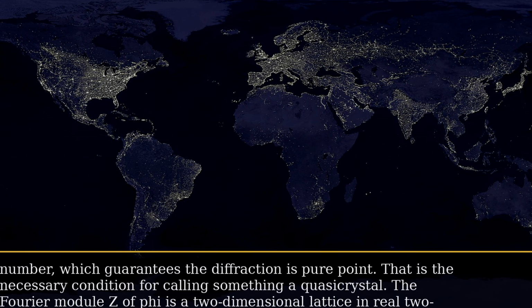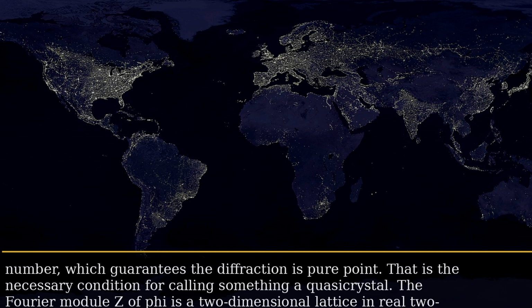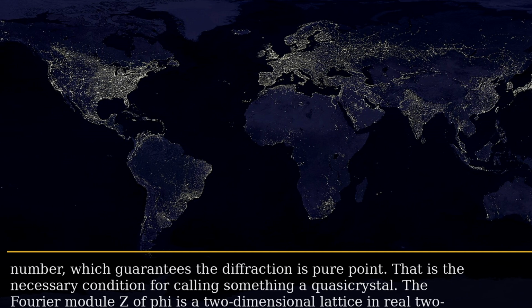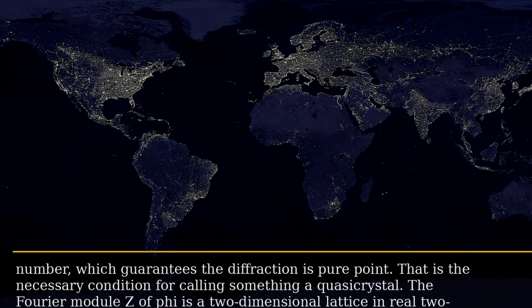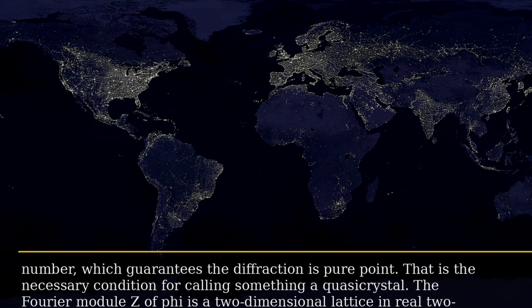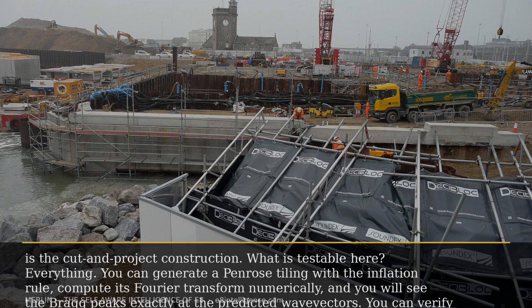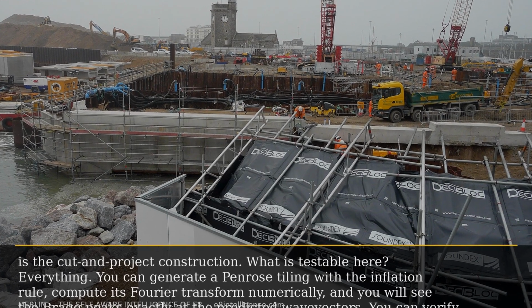The Fourier module Z[phi] is a two-dimensional lattice in real 2-space, and it is exactly what you get by projecting the A4 root system down to 2 dimensions. That is the Cartan projection construction.